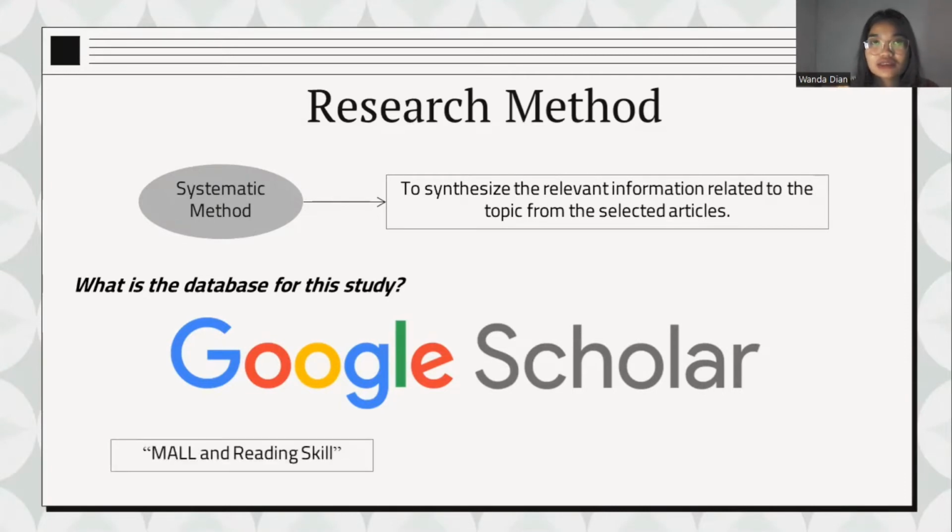In searching the article, I use two types of keywords. The first one is mobile and reading skill, and the second one is mobile application and reading skill. And here is the visual representation of the research and selection process.